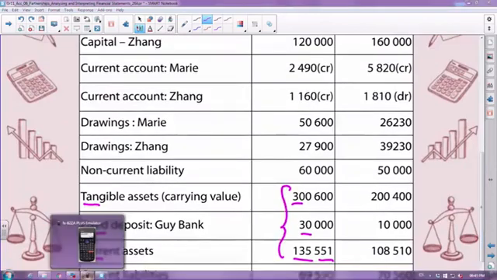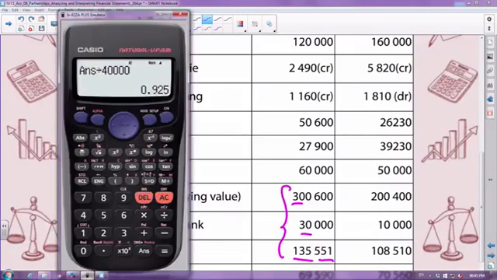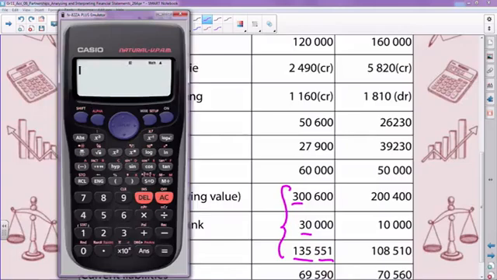Right, let's get the calculator out and let's calculate your total assets. Okay. Right, so we've got 300, okay, plus 30,000 plus 135,551, and that gives us a total of 466,151. So let's take that figure through.